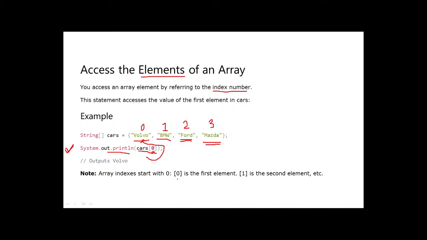The index 0 is the first element. Okay, this is our first element, second element, third element, fourth element. And index 1 is the second element. Okay, this is the index 1. It refers to our second element.